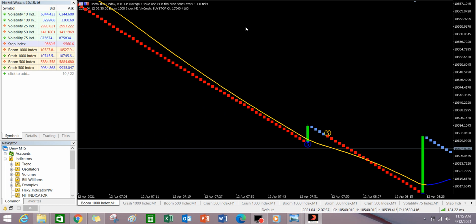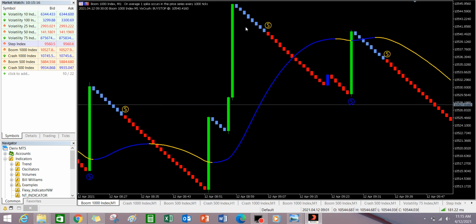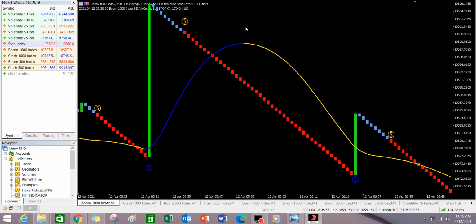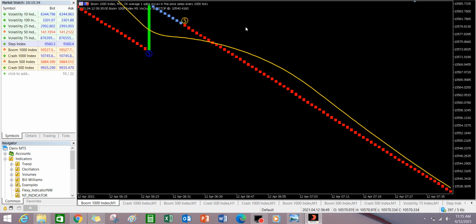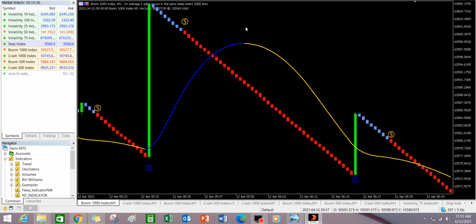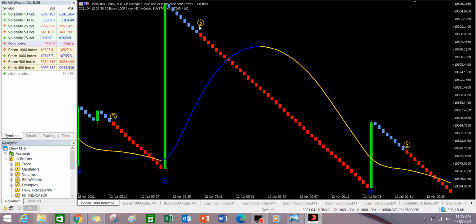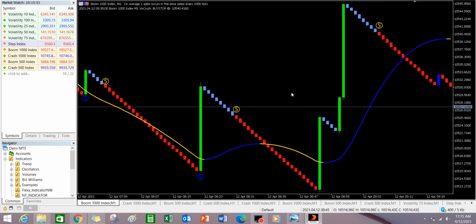For Boom 1000, as you can see, it was on a very long downtrend. You can see this downtrend actually lasted for more than 80 minutes. You can see it started from here. After getting to this resistance level, we got ourselves a signal here, sold for a while, crossed this line and also changed from blue line to yellow line, which made it go on a very long downtrend.